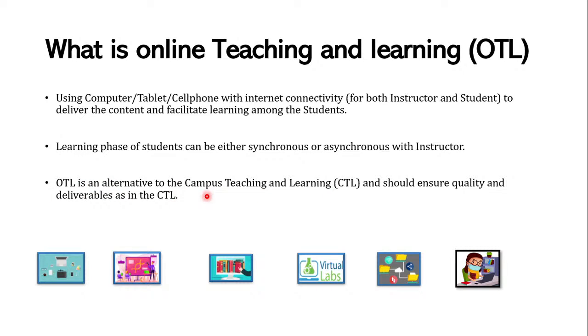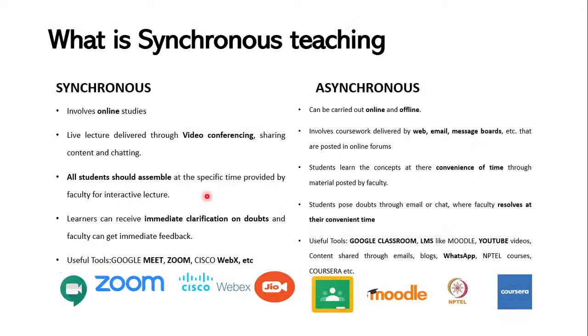Right? So online teaching and learning is an alternative to campus teaching and learning. Campus teaching and learning is the traditional way of teaching and learning which before the pandemic everyone was doing, which has a lot of advantages also. So online teaching and learning is an alternative that we are forced into because of this pandemic. Now coming to synchronous and asynchronous, there's a lot of text here, but I would just like to draw your attention to this particular synchronous and asynchronous teaching and learning.